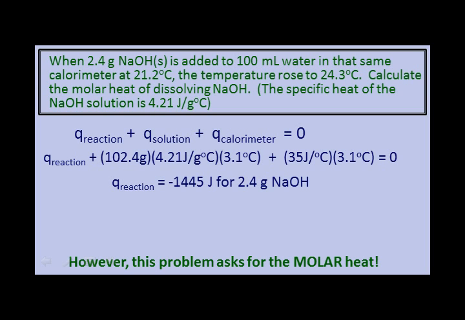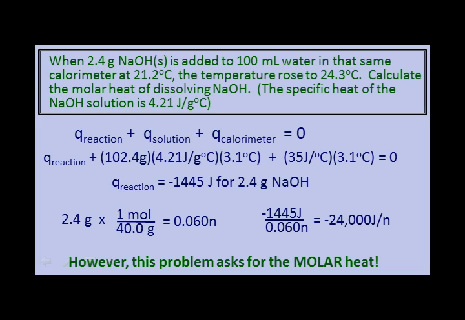But the problem asks for the molar heat of dissolving. So I'm going to take that 2.4 grams of sodium hydroxide, and I know that a mole of sodium hydroxide weighs 40 grams, so that tells me I'm dealing with 6/100ths of a mole. And that is producing 1,445 joules of heat when that 6/100ths of a mole dissolves in that solution. Tells us then that we have a heat evolution of 24,000 joules per mole, and that is the molar heat of dissolving sodium hydroxide.